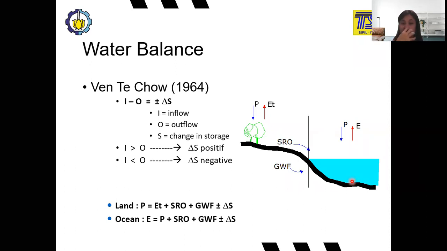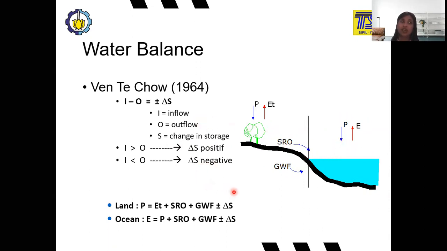If the change in the storage is positive, it means the inflow is bigger than the outflow. So in this case, the precipitation is bigger than the evapotranspiration. But if the change of the storage is negative, it means the inflow is less than the outflow, so the water coming in is less than the water coming out. The change in the storage we can see here in the ocean as the change in the elevation. If the surface runoff and groundwater flow are bigger than the evaporation, there is also a lot of rain, so we can conclude that delta S will be positive because the inflow is bigger.